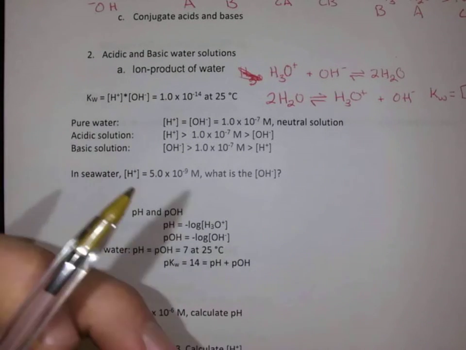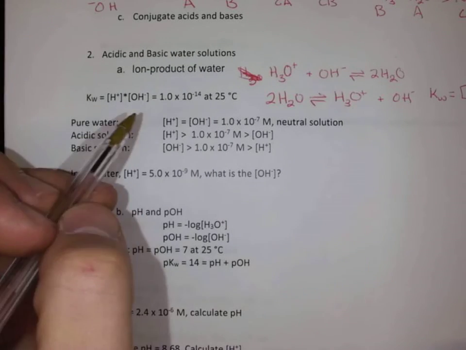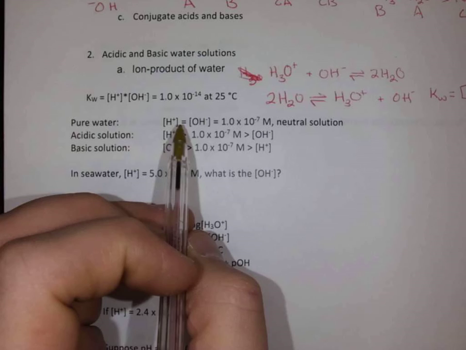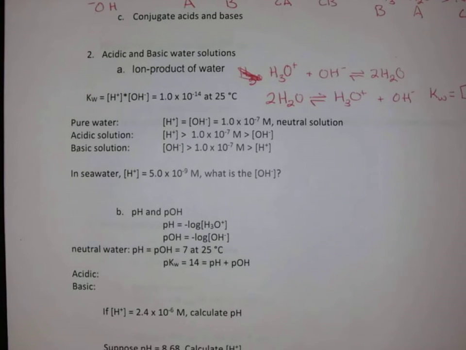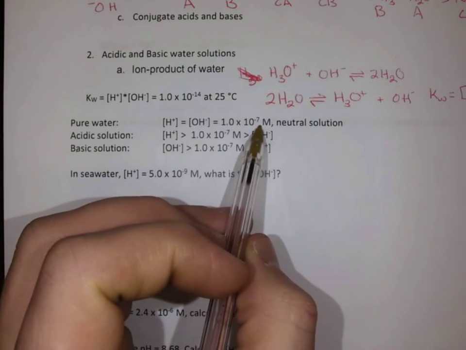And with water, it is 1 times 10 to the minus 14th at 25 degrees Celsius. So if we have pure water at 25 degrees, we're going to have the same concentration of H plus and OH minus. And so in pure water, it's going to be 1 times 10 to the minus 7th molar. This would be a neutral solution. If we have a neutral solution, we always are going to have the H plus concentration equal to our OH minus concentration. That does not mean that we always have 1 times 10 to the minus 7th molar, okay?